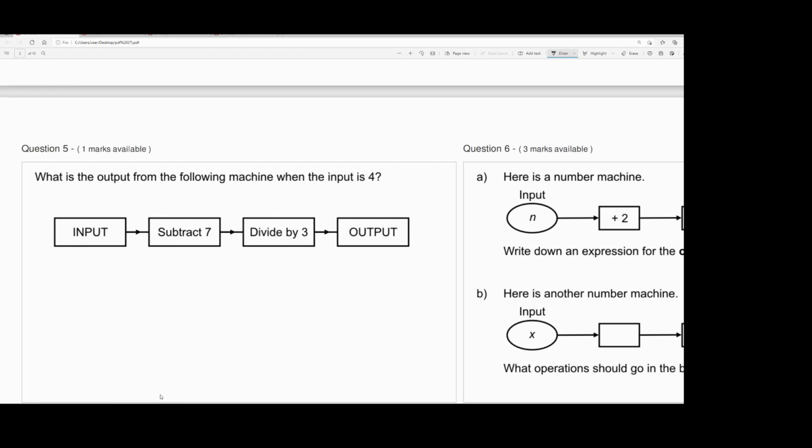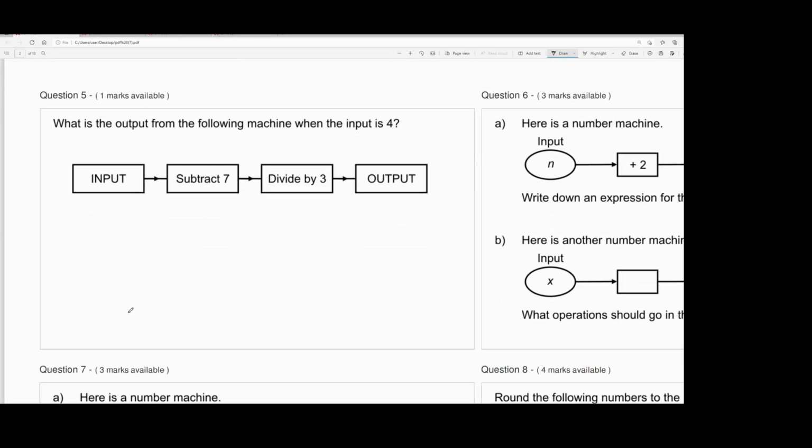I think the next bit is not too bad. So what is the output when the input is 4? So these are function machines. So normally the input will be a letter, okay, but for this one it's just a number. So when the input is 4, I'm going to put 4 where the input is, and I'm just going to follow the steps in the function machine. So they want me to subtract 7 from 4. So I need to do 4 take away 7.